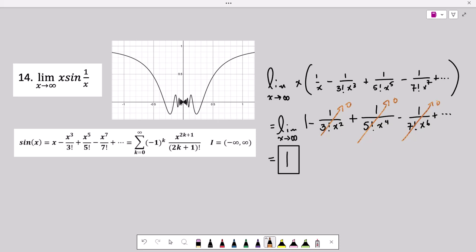So anytime you see a limit now, grab that power series, put it in. Who needs L'Hopital's rule? L'Hopital's is so much faster. I don't like it. L'Hopital's is so cool and slick.